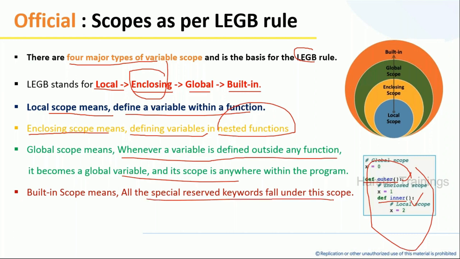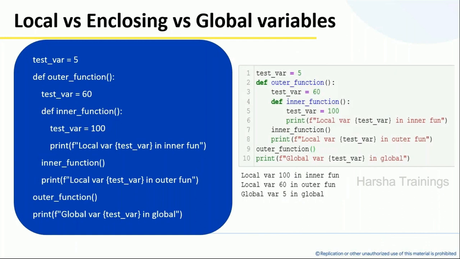Now, let me discuss an example, Andy. This will give us beautiful insights into what is local, what is enclosing, and what is global. I have created a variable test_variable. Now I have created another test_variable. Within this outer function, I have created one more test_variable within the inner function. Now there are two functions.